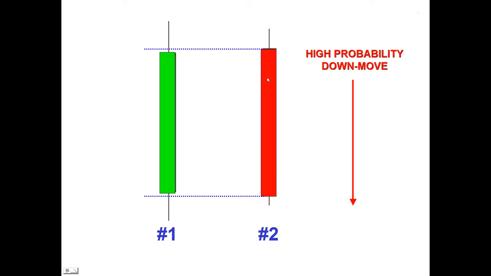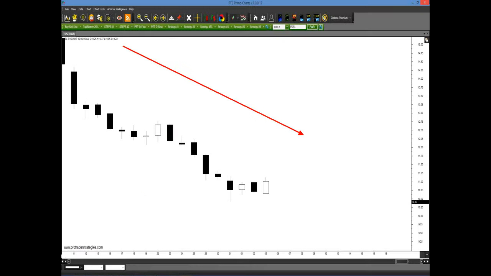Once again, that's all you need to know. Find a candle pattern. In this case, we're looking at bearish engulfing patterns, and make sure that the last bar in the pattern is red, or green if we're looking for an up pattern. It's that simple. So let's look at this example.